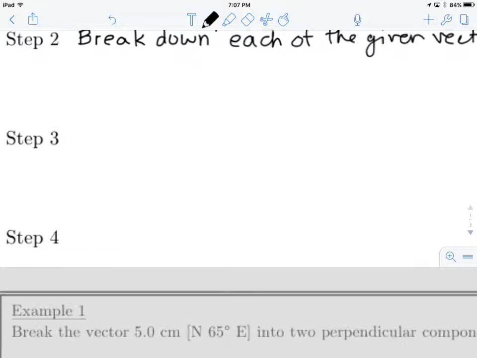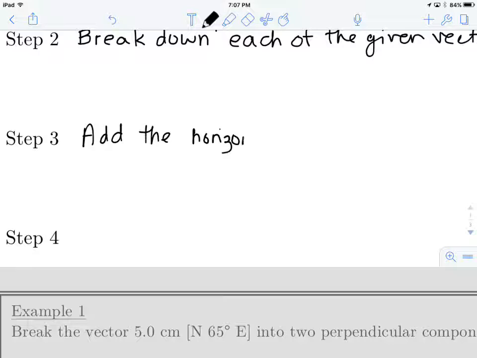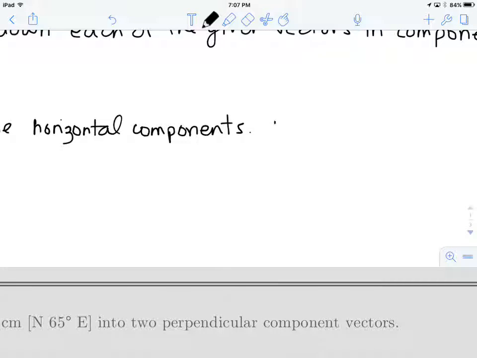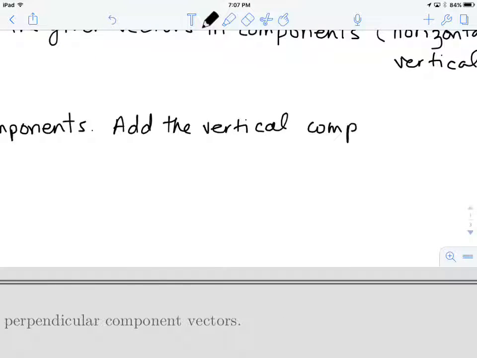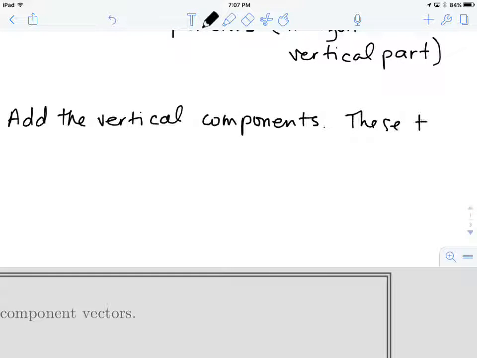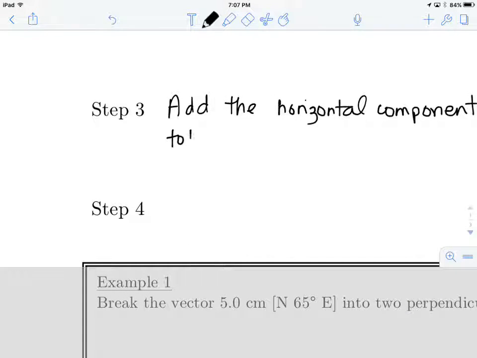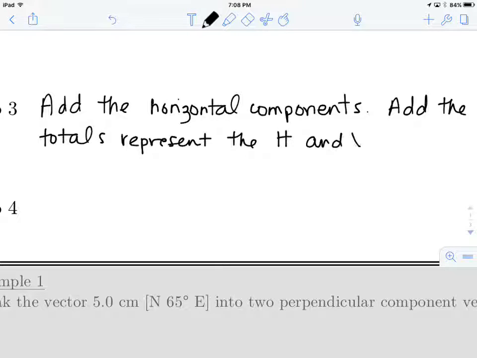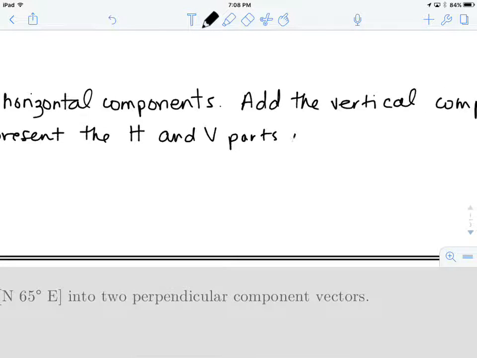Step 3 is to add the horizontal components, and then we add the vertical components, and we say then that these 2 totals represent the horizontal and vertical parts of your final vector.